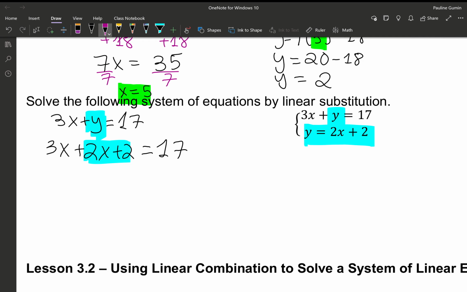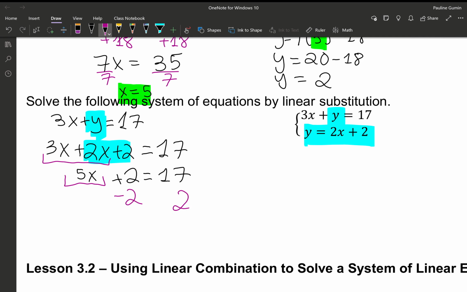Alright. On the left-hand side, do you see two things that we can put together? I see this 3x and the 2x. 3x's plus 2x's gives us 5x's, and I bring down the plus 2, and the equals 17. Our goal as usual is to get x by itself, so my next step is to undo the plus 2. How do we undo the plus 2?